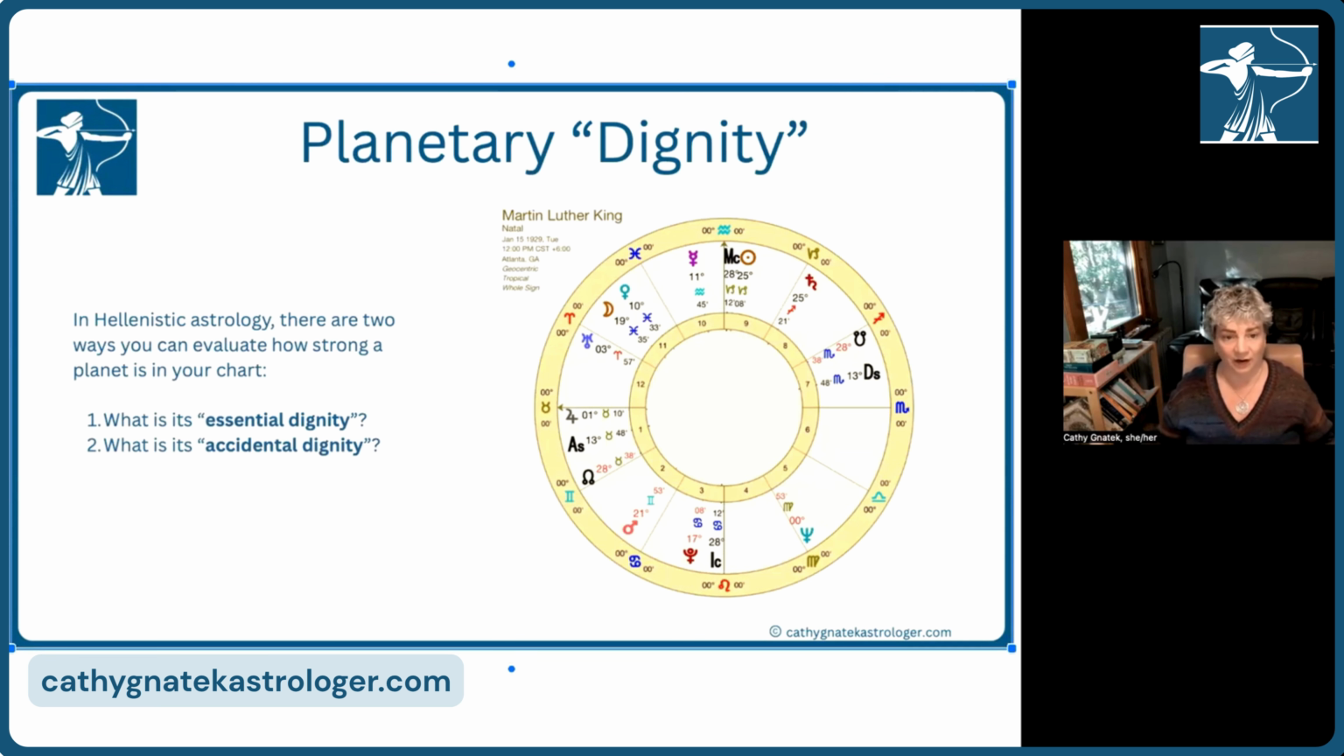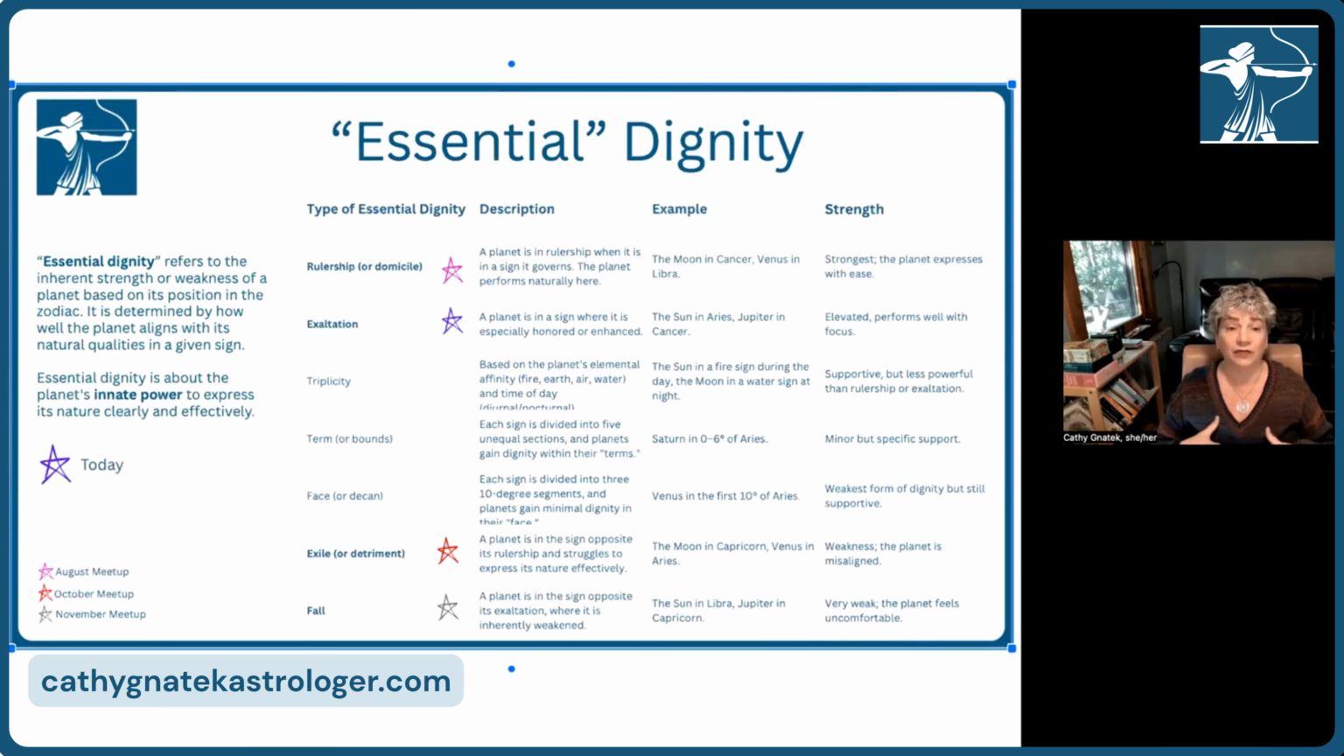So, what is planetary dignity? Well, in Hellenistic astrology, which is the type of astrology I practice, there are two ways you can evaluate how strong a planet is in your chart. One is whether it has essential dignity, the other is whether it has accidental dignity. Essential dignity refers to the inherent strength or weakness of a planet based on its position in the zodiac. It's determined by how well the nature of the planet aligns with its natural qualities in a given sign. Essential dignity is about the planet's innate power to express its nature clearly and effectively.